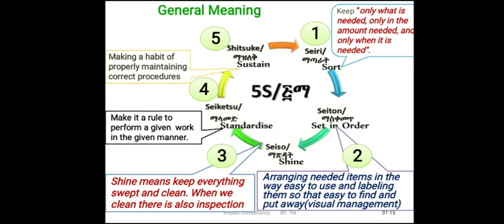Make it a rule to perform a given work. The fourth one is standardize: perform a given work in a given manner. And the fifth one is making a habit of properly maintaining correct procedures. That means making any operation and any workplace a culture, and it is clean always. Keep it up. So these 5 points are very important for any workplace, and for our own home life and daily lives also.